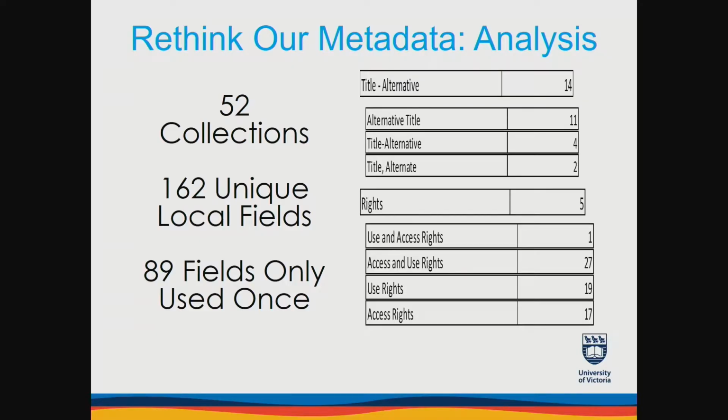So, rethink our metadata. Before we actually made the decision to move systems, we analyzed what was in CONTENTdm. We had 52 different collections, because CONTENTdm forces you to create collections for each different digital collection with its own properties or fields. So 162 unique local fields, and 89 of those fields were used only once across this entire system. So clearly some consistency problems. Alternative title is in there in 14 collections in that particular way, and rights was in there a bunch of different ways as well. So clearly problems with consistency.